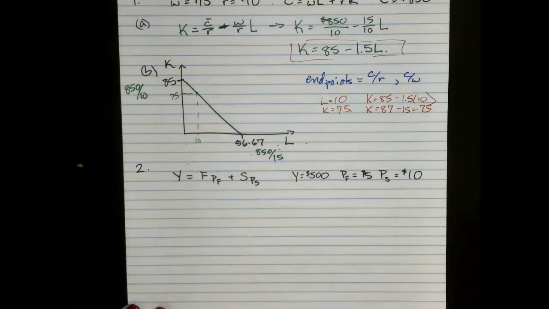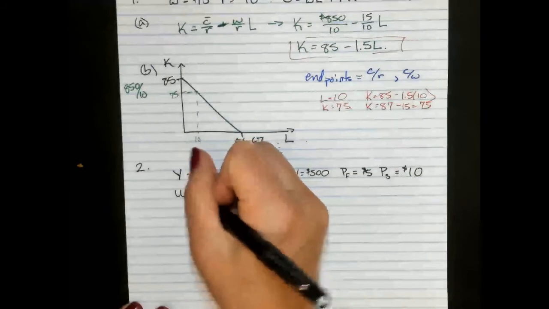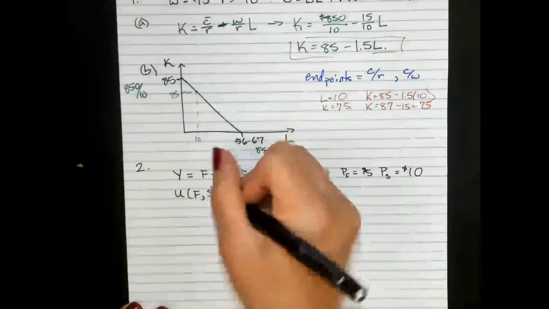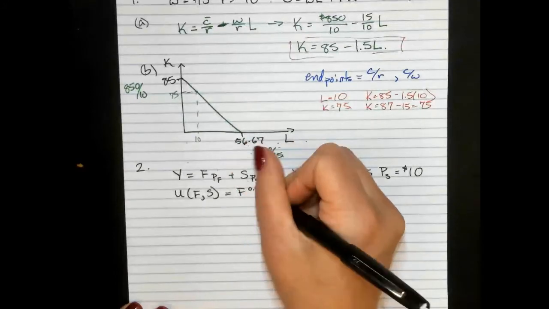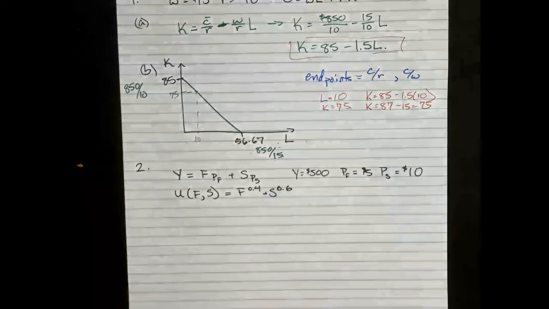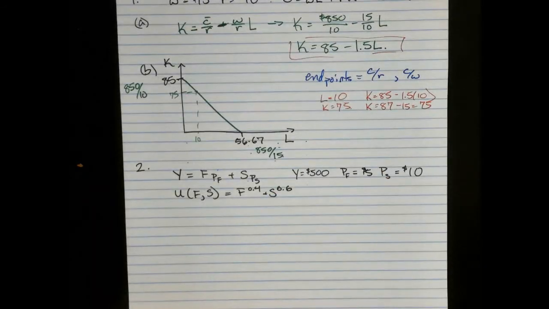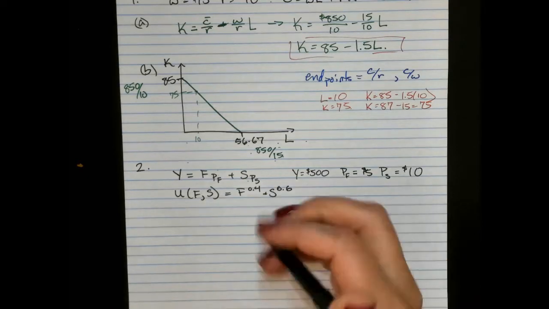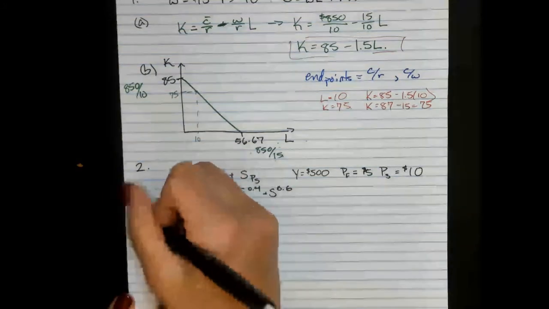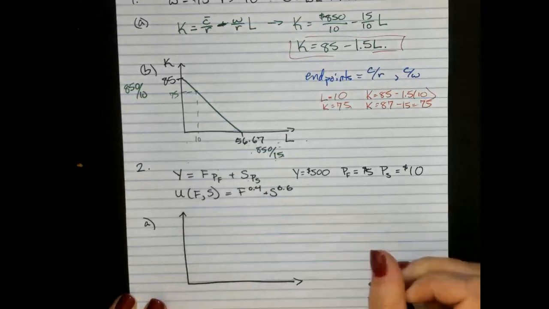And so what we need to do is derive the utility. We have her utility function, which comes from her consumption of food and stuff, and that's given as F^0.4 S^0.6, right? And so from there, we're going to want to start by graphing her budget constraint. The first thing we want to remember is that we're going to be looking at her consumption of two different goods, right?